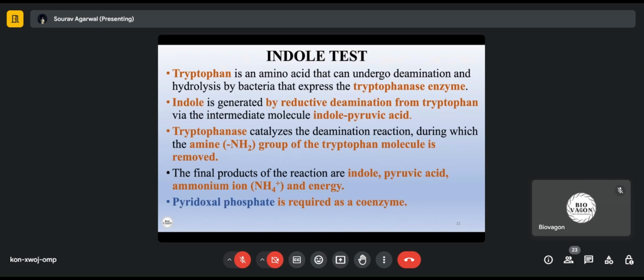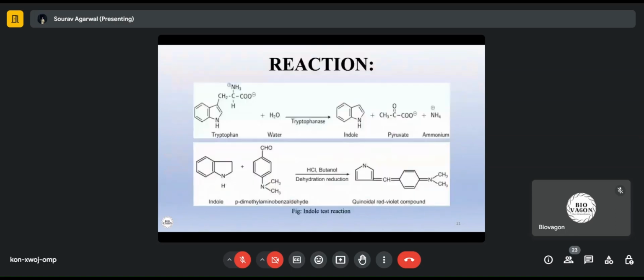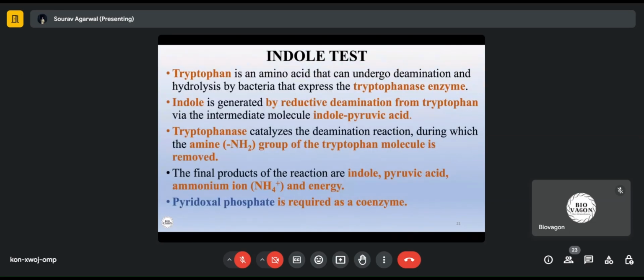The first step is the formation of indole pyruvic acid from tryptophan, and then the tryptophanase enzyme catalyzes the deamination reaction, shifting the amine group, and the pyruvate separates. We get 3 different products, which are indole, pyruvate, and ammonia, from tryptophan using the enzyme tryptophanase. Pyridoxal phosphate is required as a coenzyme for this reaction.